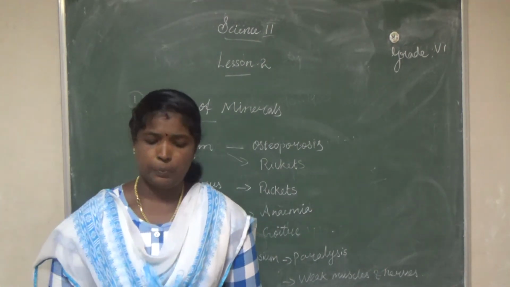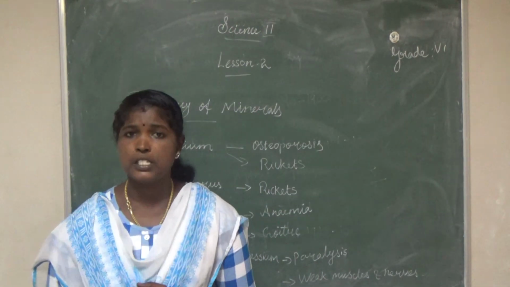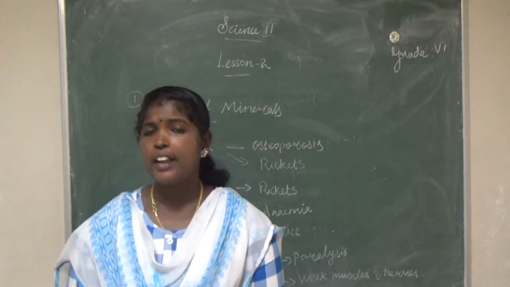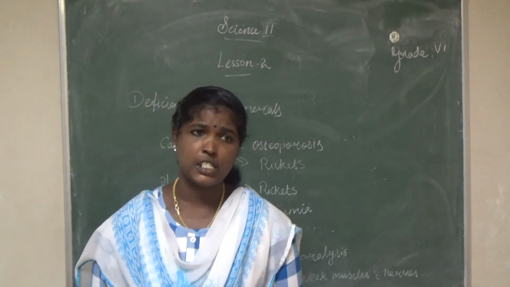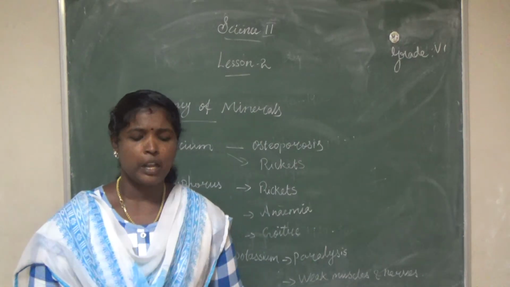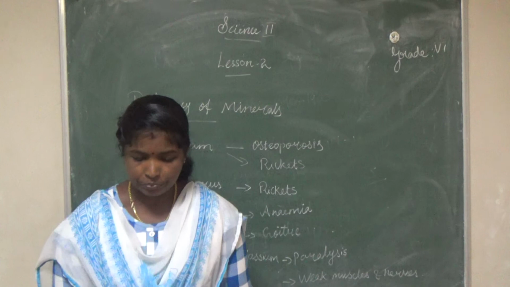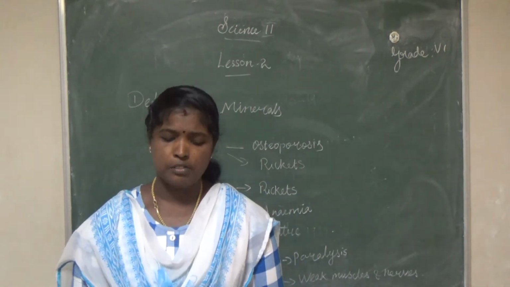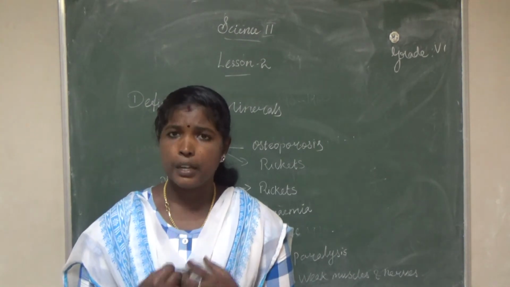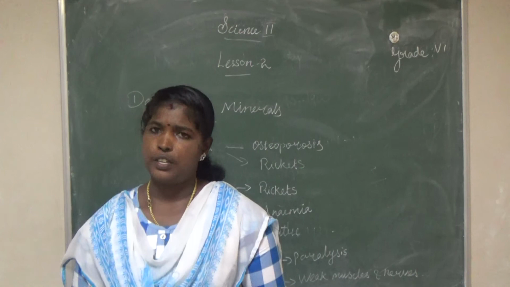Then magnesium. What are the food sources that contain magnesium? Green leafy vegetables, cereals, pulses, and fish. What is the function of magnesium? It regulates the functioning of muscles and nerves.